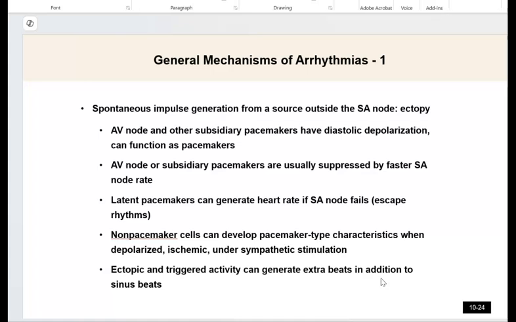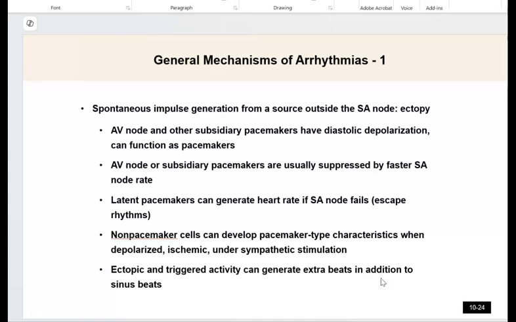A couple of highlights that the book goes through to make sure we understand general mechanisms of arrhythmias. They want us to make sure we understand that you can have a spontaneous impulse generated from a source outside of your SA or AV node, and that is considered ectopy. We all have ectopy. It can be normal, but it's the frequency of it, or if it reduces your cardiac output, that can be a problem.